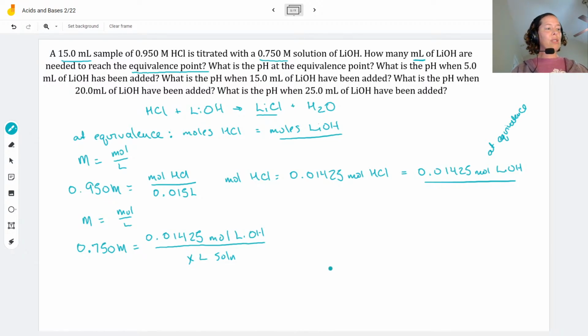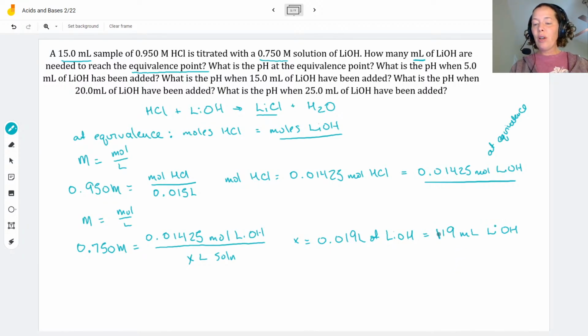So after I do a little bit of algebra here, I can get X equals 0.019 liters of lithium hydroxide need to be added. This is the same thing as, of course, 19 milliliters of lithium hydroxide. So my equivalence point occurs when I have added 19 milliliters of lithium hydroxide. So this is when I have the same number of moles of hydrochloric acid as moles of lithium hydroxide, because this is a 1-to-1 ratio.